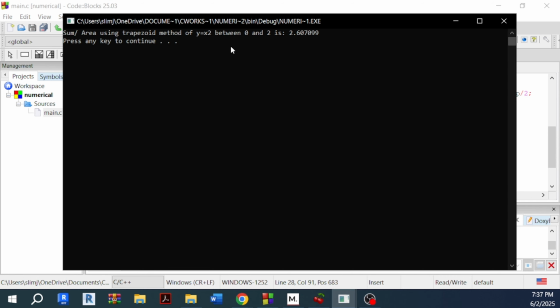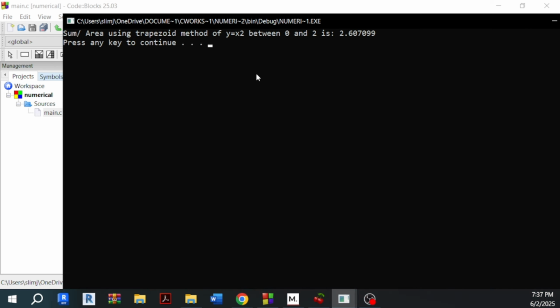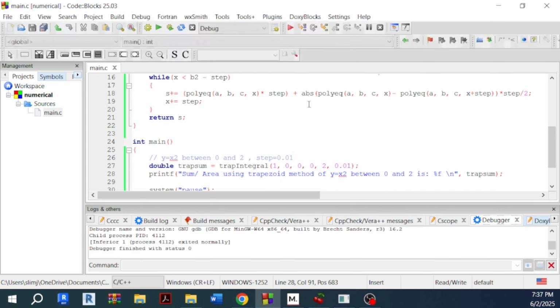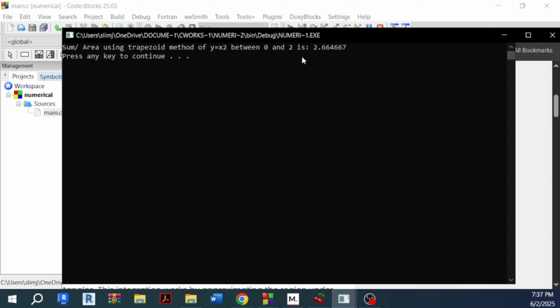Let's run it, and this is the value. You see, it's not always the case that the trapezoidal method is more accurate than the rectangular method. It happens that the rectangular one was more accurate. However, it depends on the type of function. But if we reduce the step further, you would get a more accurate result, and you have a more accurate value.